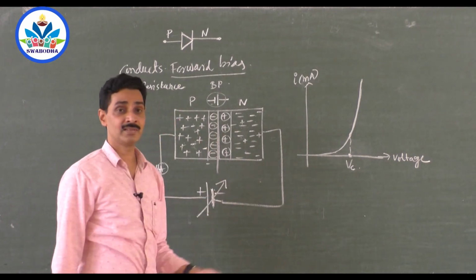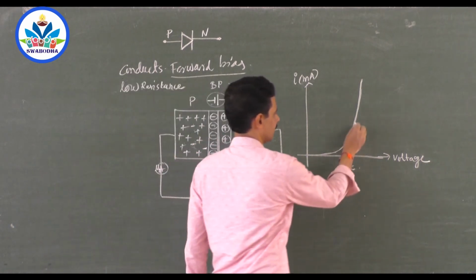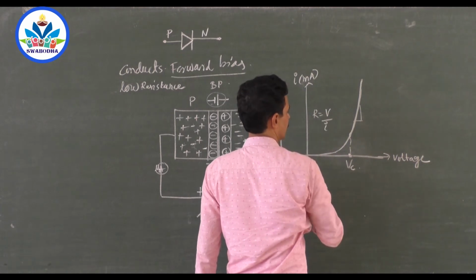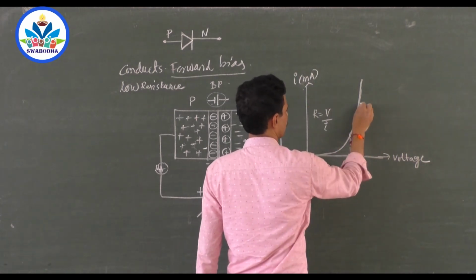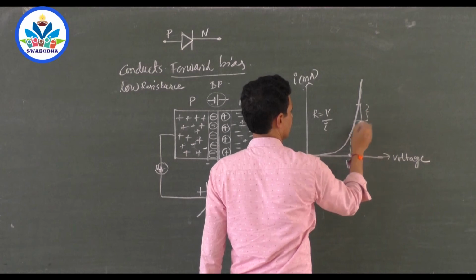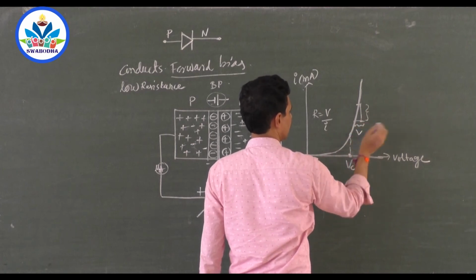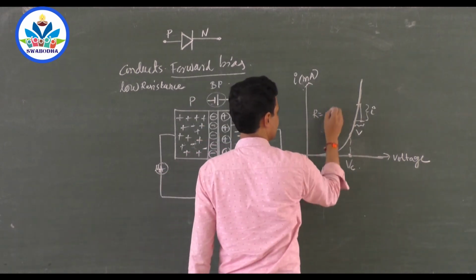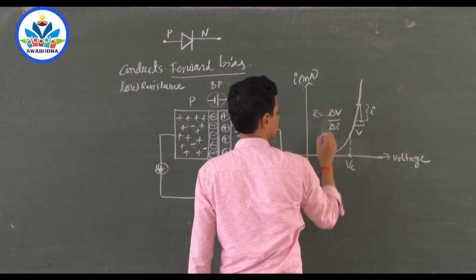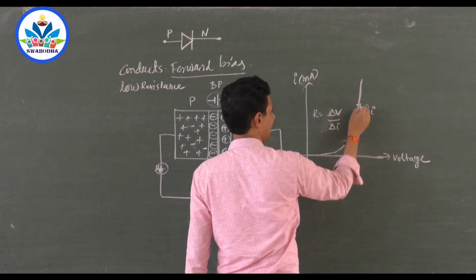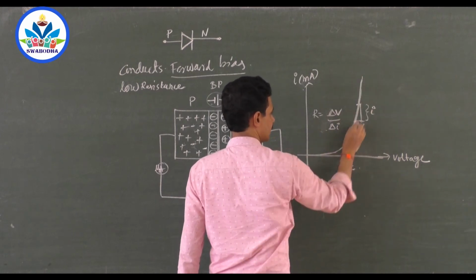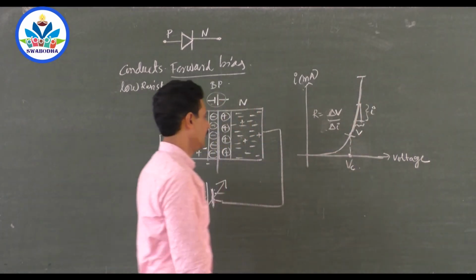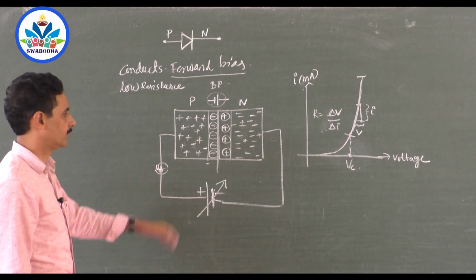Sir, what is the resistance? You say that it is very low. You get the slope here. You can get it by V by I, because R is equal to V by I, voltage by current. Voltage is here and current is here. So you get delta V by delta I, you will get resistance. It is very less. You see, delta V is very less, delta I is very high because the curve is very steep here. So you have to get the straight line part where you can find out the resistance. Okay, forward bias is over.